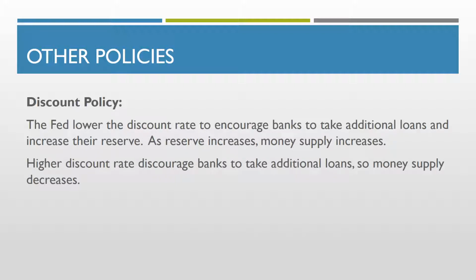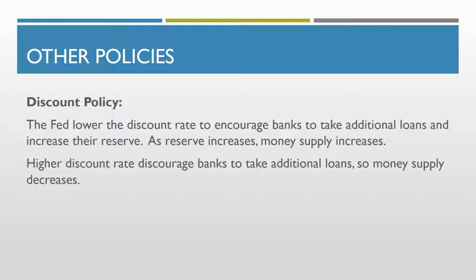So the discount policy is basically another policy tool that the Fed uses to change the money supply in the economy. The idea is the Federal Reserve can lower or raise the discount rates in order to discourage or encourage banks to take additional loans in order to increase the reserve in the system. As reserve increases, the money supply will increase.